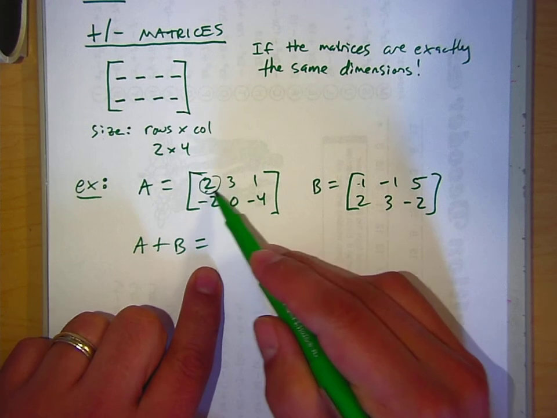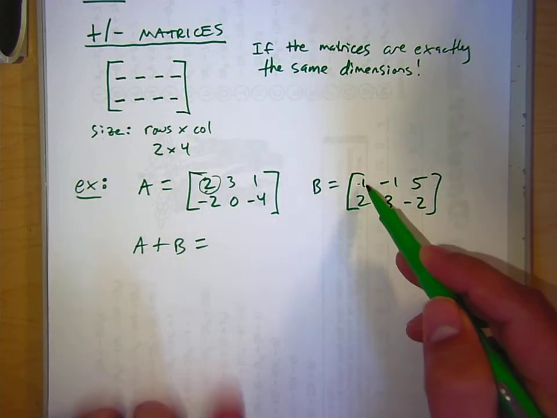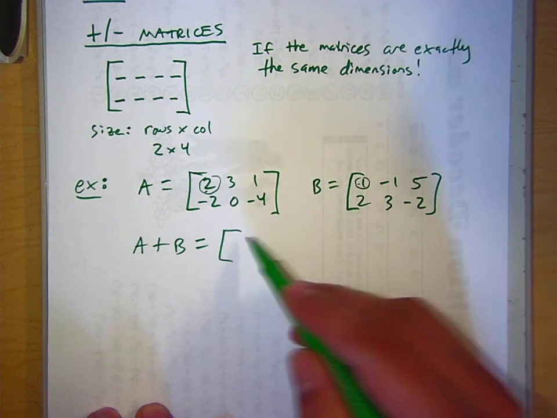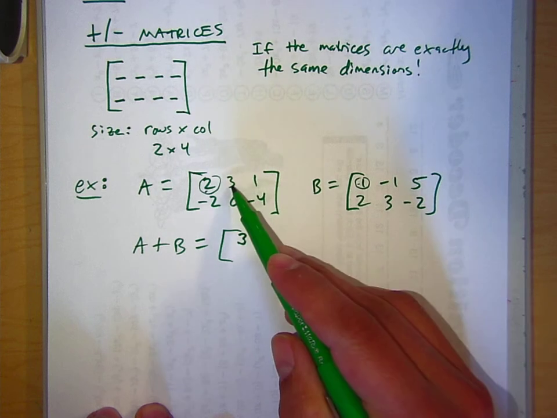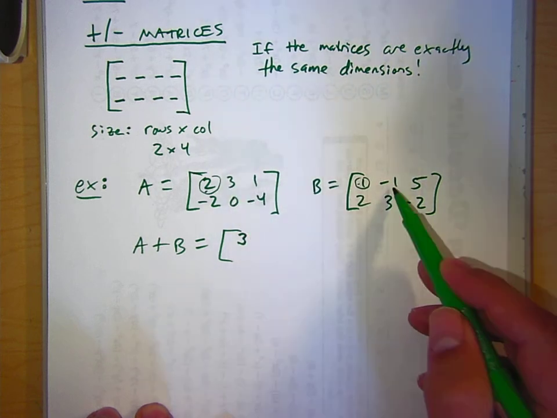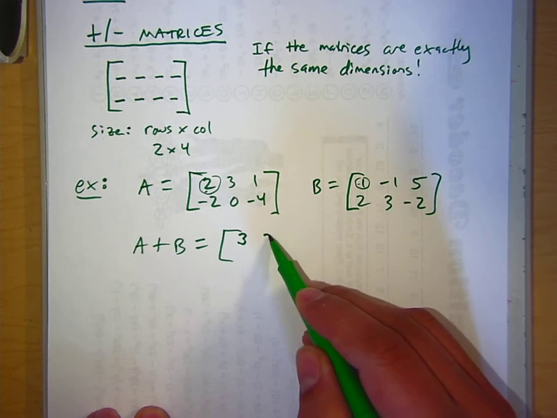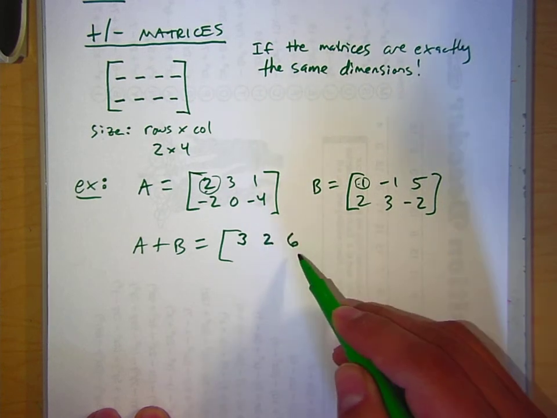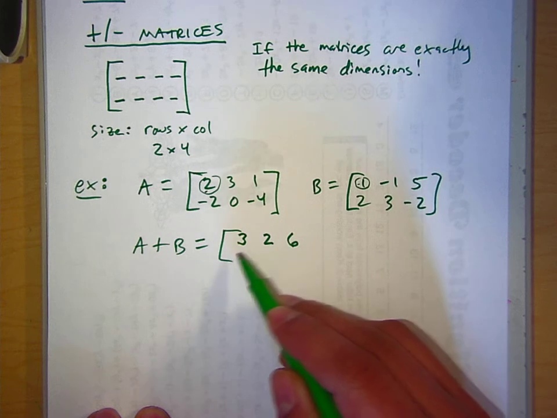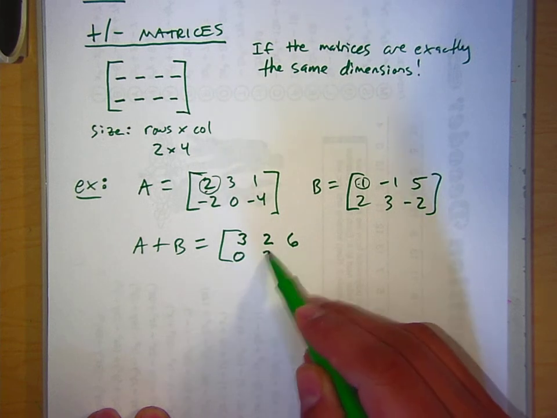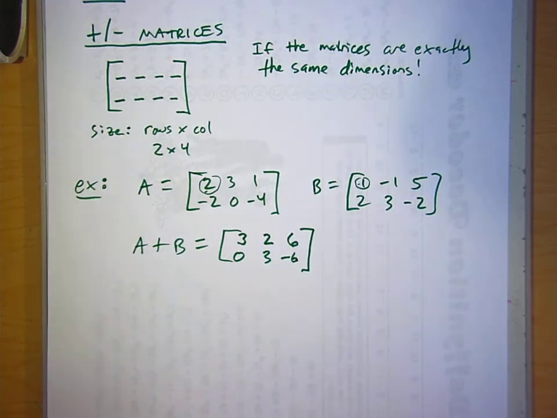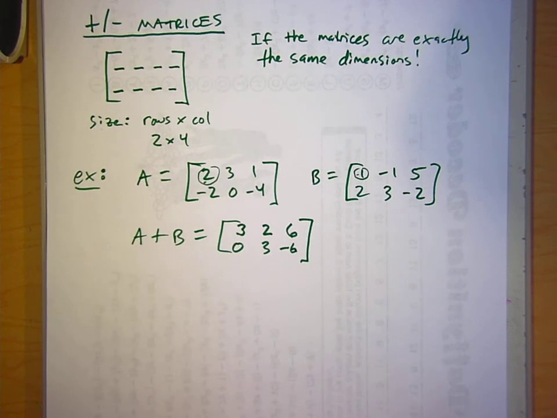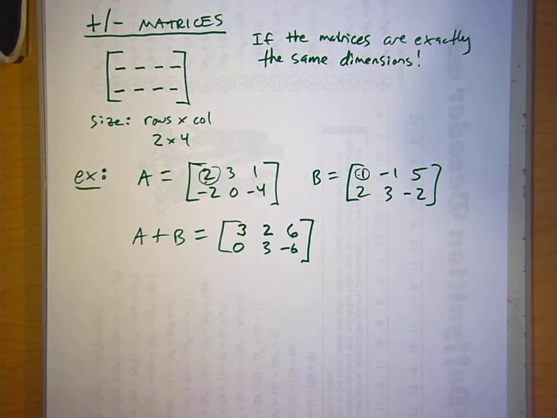So 2 corresponds to what? To 1. So when we add, we get 3. And you just do that for each spot. So in the second column, when I add those 2 numbers together, we get 2. Next, we would have 6. And then, yep, -6. Okay, are there any questions on how to add or subtract matrices?